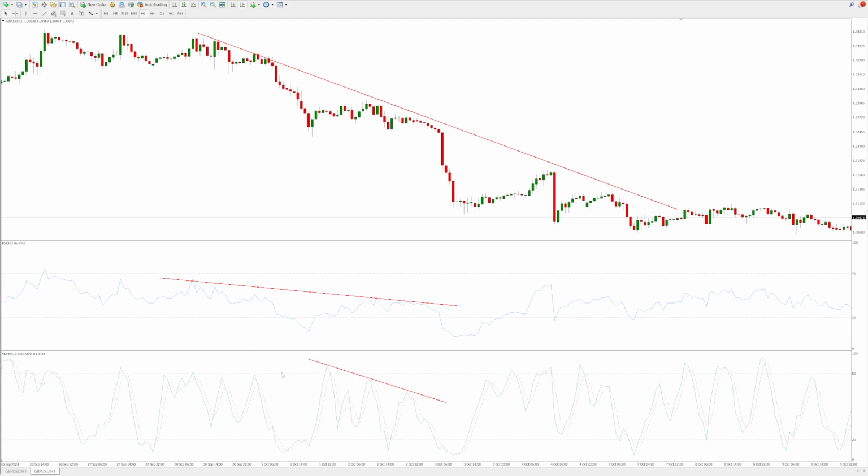Moving on to the stochastics. Now, this is perhaps better at immediate price action, in my opinion. It tends to react quicker. Whereas the RSI is good at the overall picture, the stochastic tends to tell you what is happening within that overall picture.